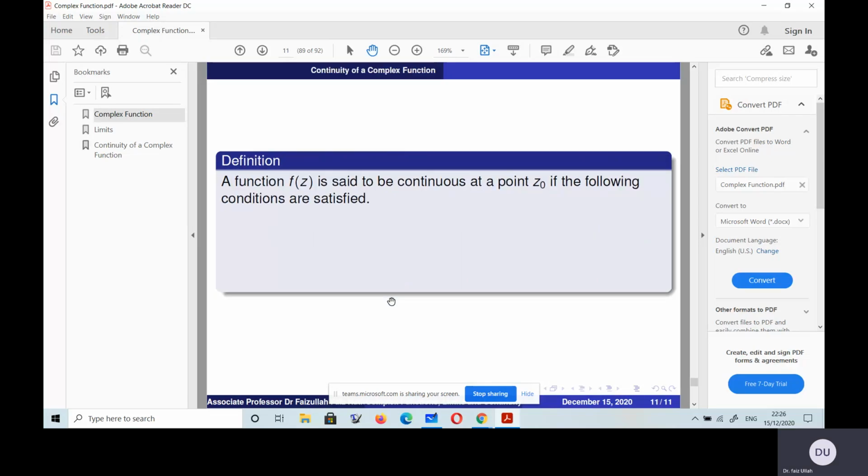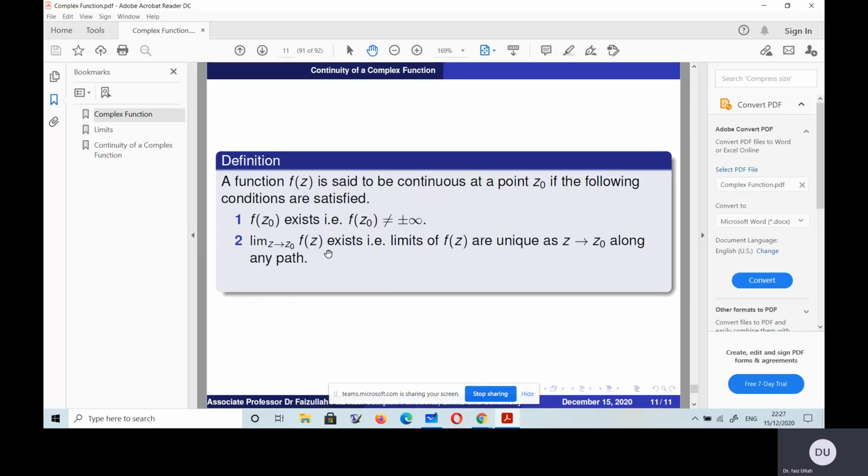And finally, let us see the definition of continuity for a complex function. A function f of z is said to be continuous at a point z naught if it satisfies three conditions. The first condition is f of z naught exists. It means that if we put the point z naught inside the given function and simplify this, its answer must not be equal to infinity or minus infinity. So if the answer is not infinity or minus infinity, we say that f of z naught is defined or f of z naught exists.